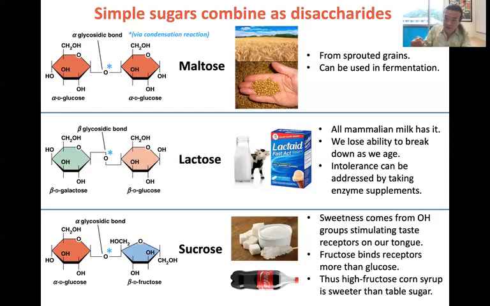All right, third example, sucrose. Sucrose is table sugar. I remember when I was a student, I used to just think that table sugar was glucose, right? Because glucose is like the fundamental sugar and it's sweet, whatever. No, table sugar, sucrose, is actually a disaccharide. It is a combination of one molecule of alpha glucose and one molecule of beta fructose. And together, that makes table sugar.